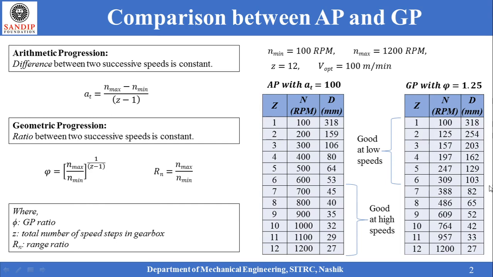However, if we observe the lower half of this table, the extent of loss of economic cutting speed as compared to a gearbox with AP is not very high. Therefore, we can safely say that if a gearbox is designed considering GP, then the overall loss of economic cutting speed will be lesser as compared to AP.